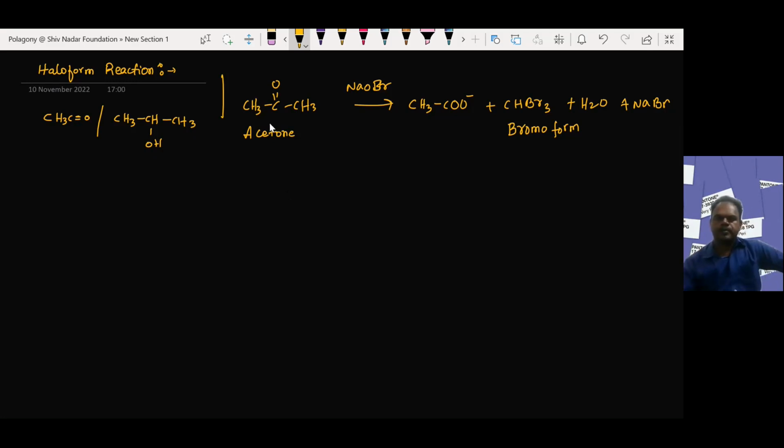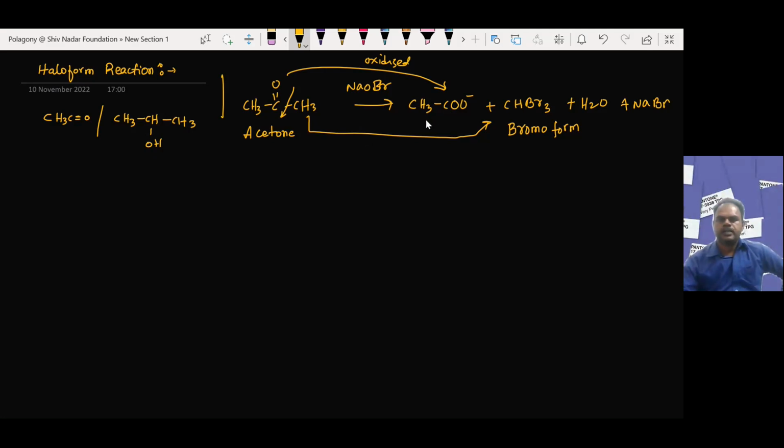So here the CH3CO group is oxidized to carboxylic acid, where this alkyl group is transformed into the haloform compound. The CH3 group is transformed into haloform, and the CH3CO is oxidized to carboxylic acid.